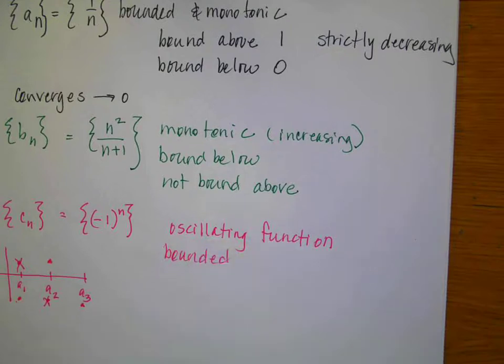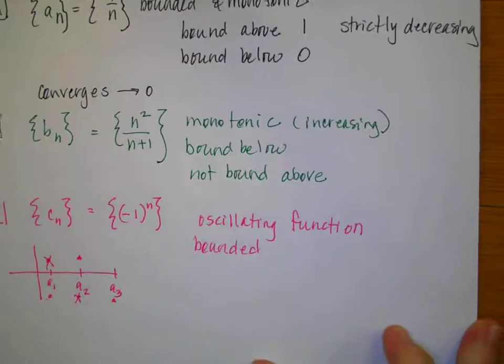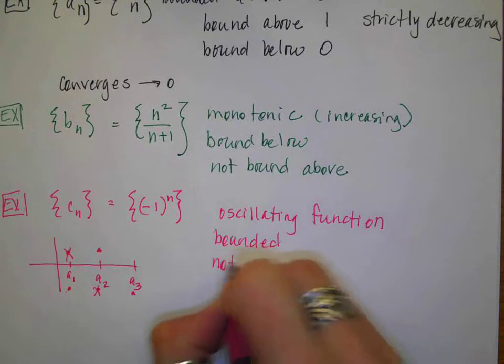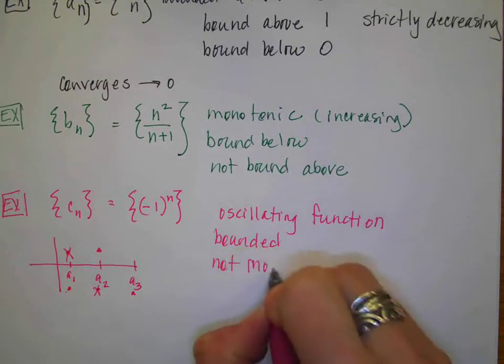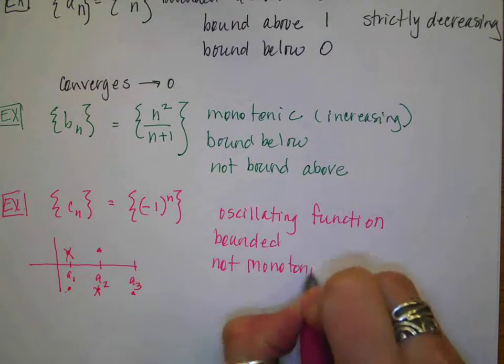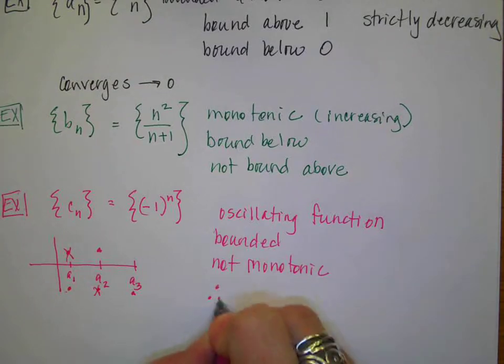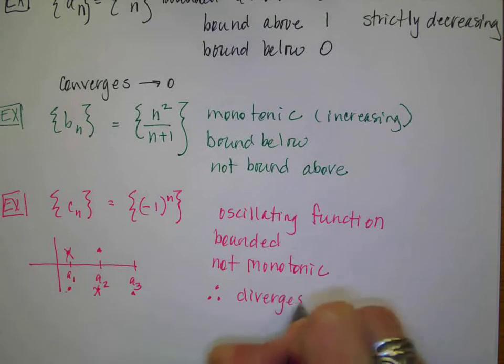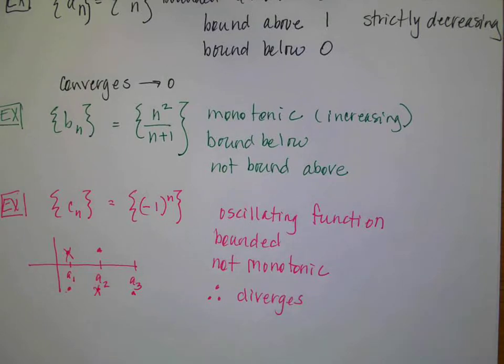The other thing that we know about this one is that it is bounded, which means that it is bound above and bound below. So it is bound above by a positive 1. It is bound below by a -1. But this one is not monotonic. Therefore, this particular sequence diverges. Alrighty, that is it for today. I will see you tomorrow.